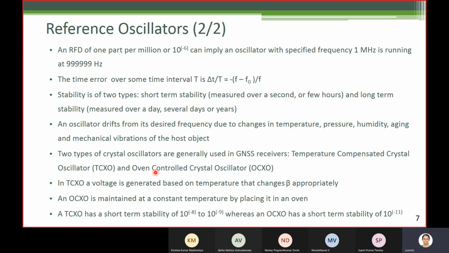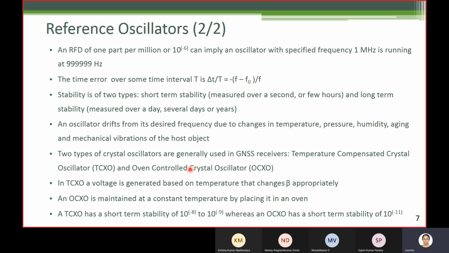But there is a downside. Since there has to be an oven, its weight is more compared to a TCXO. Price is also more. It is more expensive compared to a TCXO.